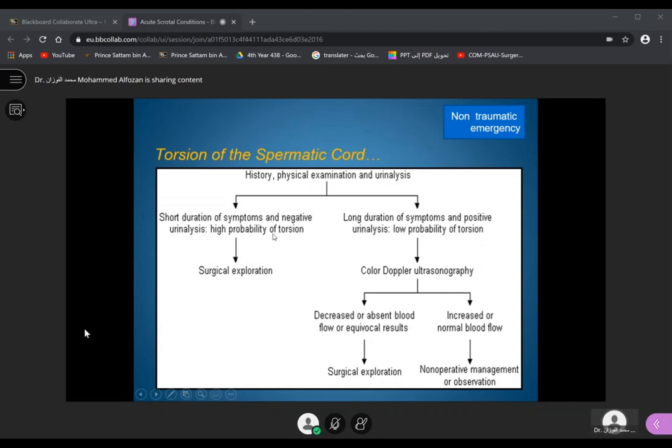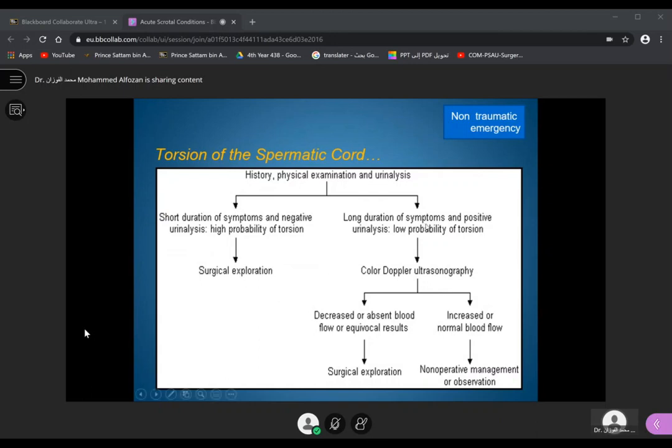So short duration and the symptoms, as we discussed, are in favor of testicular torsion. As you see here, high probability. You don't have to be sure it's torsion to take him to OR. Whenever in suspicion, you take him for exploration.